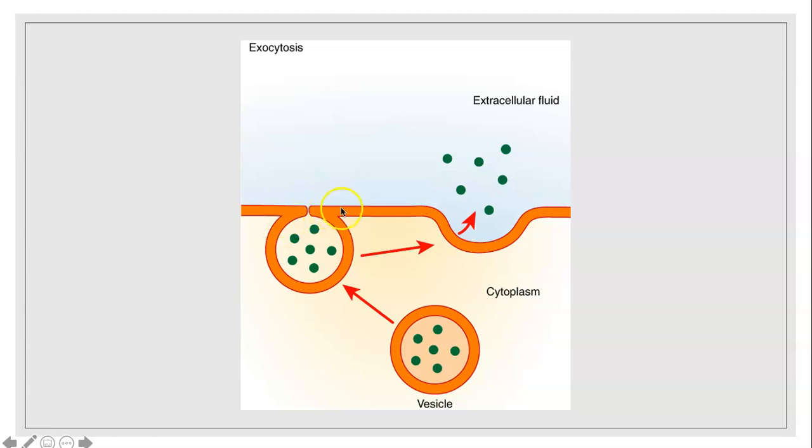That vesicle will combine with the plasma membrane, release the materials into the extracellular fluid, and then that vesicle will just become part of the cell membrane. It's made out of the same material, the phospholipids. And so it's really awesome how that can work, how you can just take a vesicle, put it out, and you don't have to worry about these materials anymore because they'll just become part of the membrane itself.